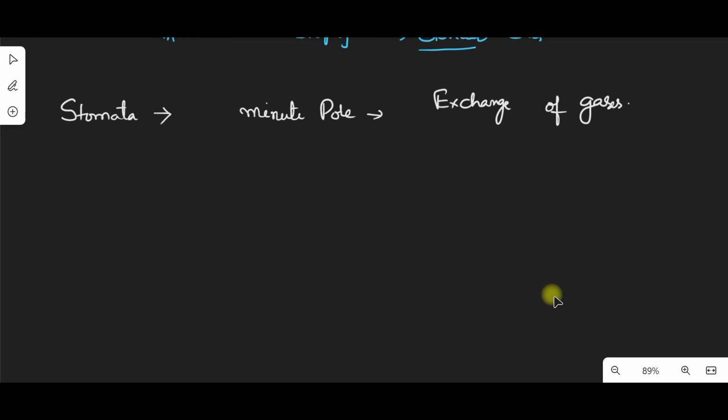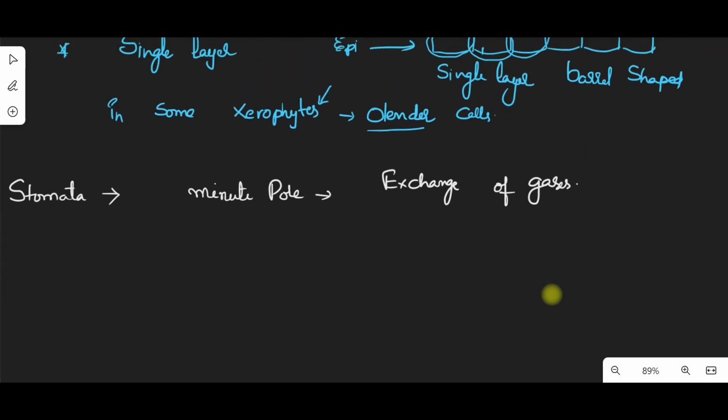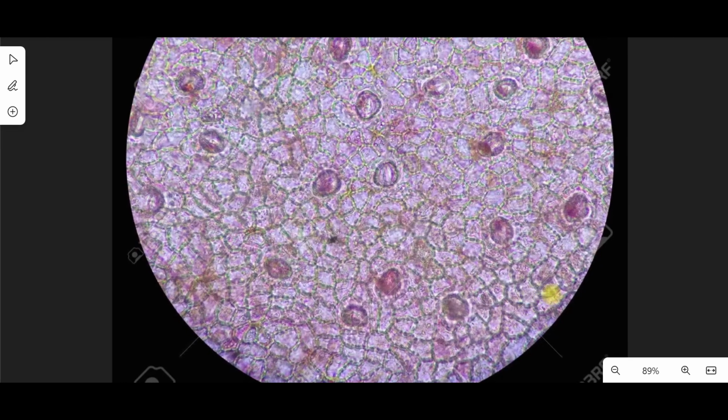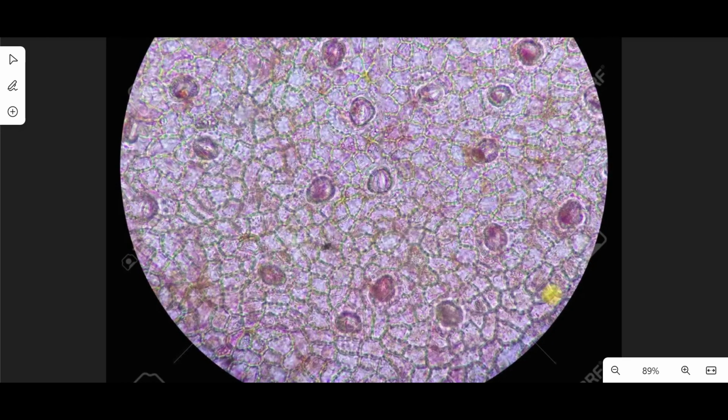Are you able to understand my point? What are stomata? Yes, sir. Now I will show you under the microscope how the stomata are visible. See this. Are you able to see this diagram? Yes, sir.